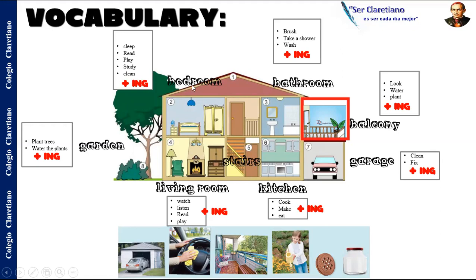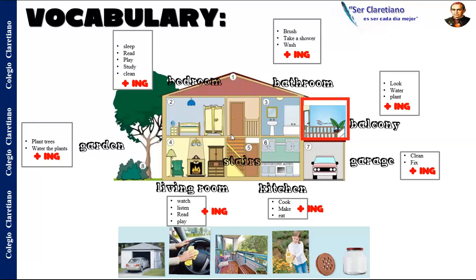Bedroom, garden, living room, stairs, kitchen, garage, balcony. These are the parts of the house, okay?